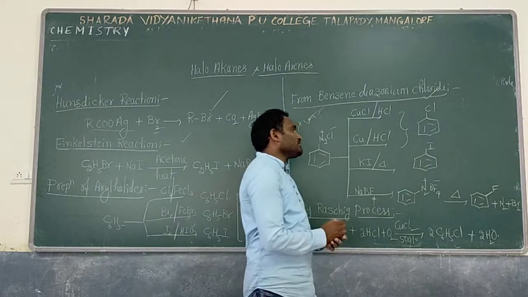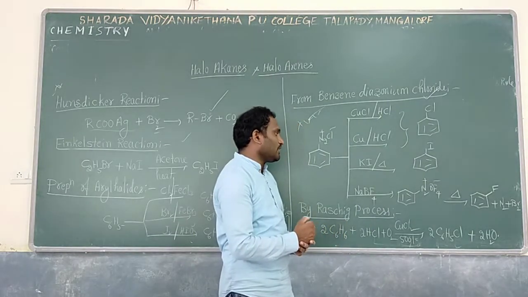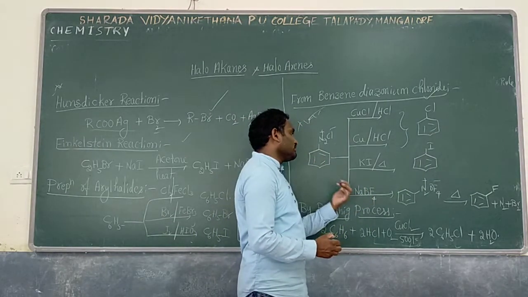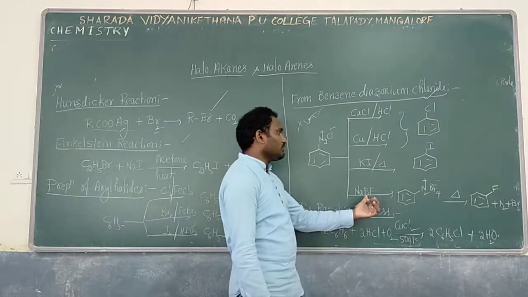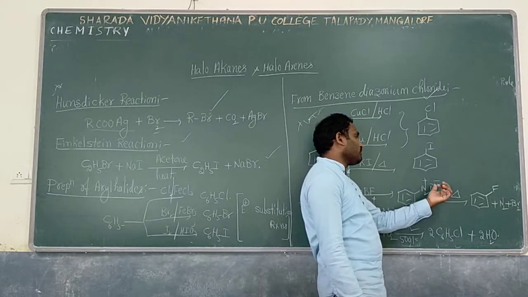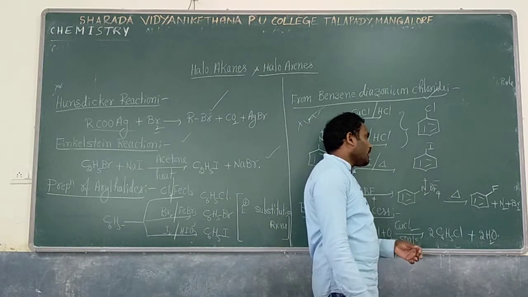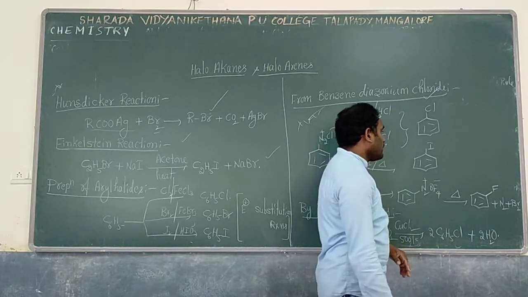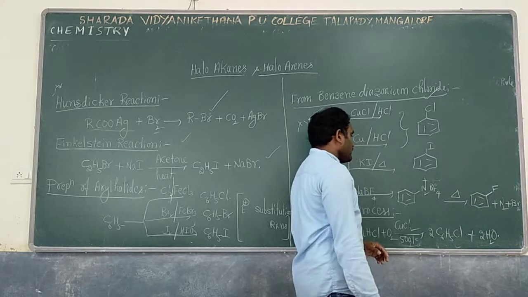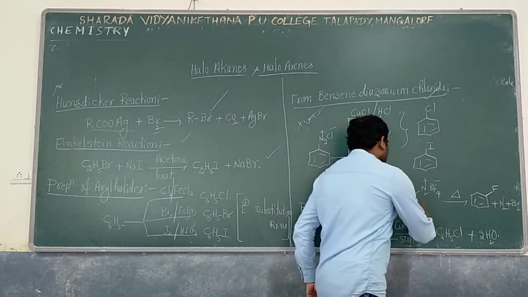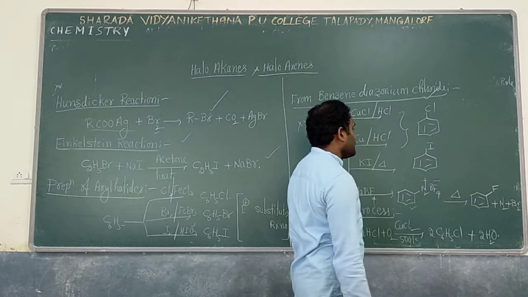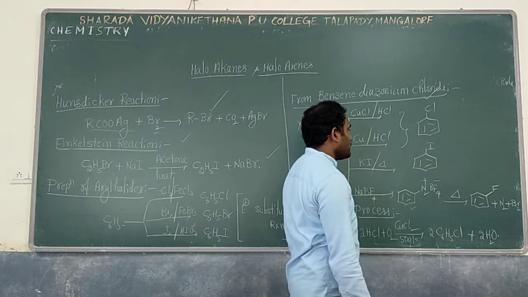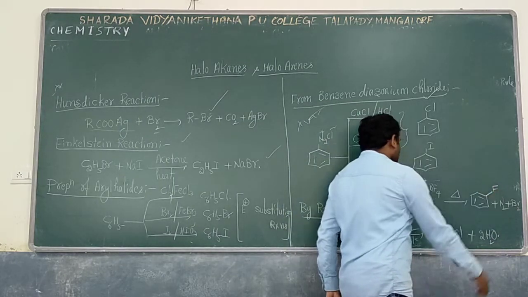Next one, preparation of fluorobenzene is a bit difficult. For that we follow a different method. This NaBF4 forms N2+ BF4- cation compound. Afterwards, nitrogen gas and BF3 will be separated from this compound and fluorobenzene will be formed.